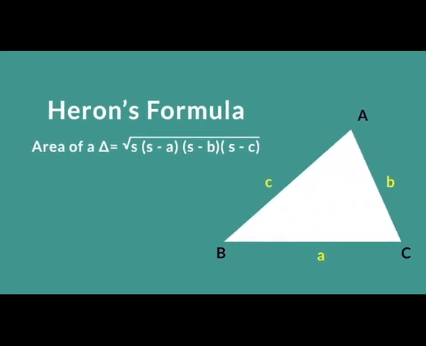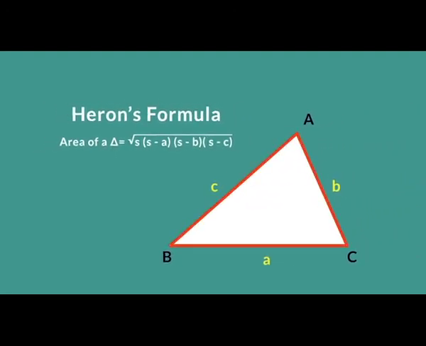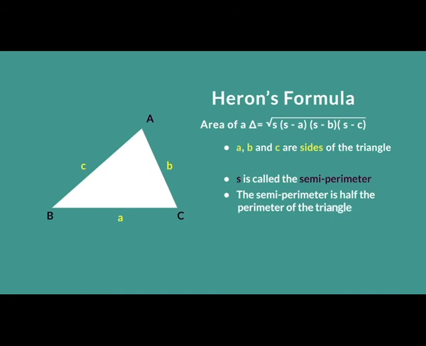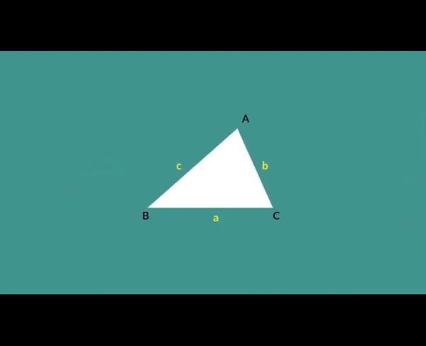Let's break it down. To find the area of a triangle using Heron's formula, we need to know 4 things. The first 3 are the lengths of the 3 sides of the triangle, a, b, and c. The fourth is something called the semi-perimeter, which we call s. What's a semi-perimeter? Just as a semicircle is half of a circle, a semi-perimeter means half a perimeter. To find it, we just have to add together a, b, and c to find the perimeter, and then divide this by 2.